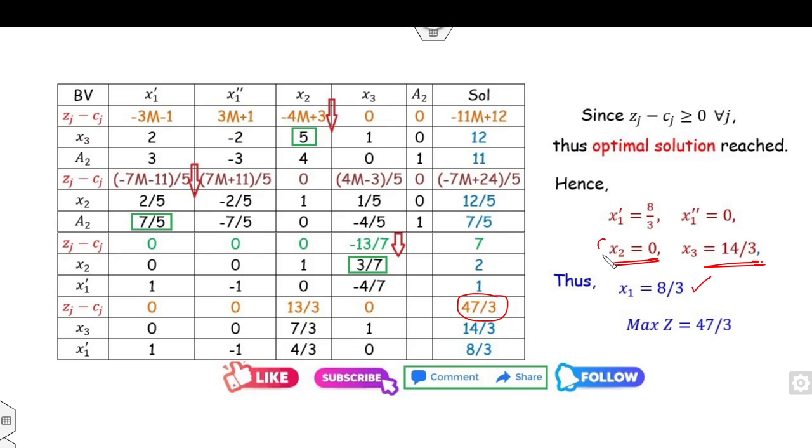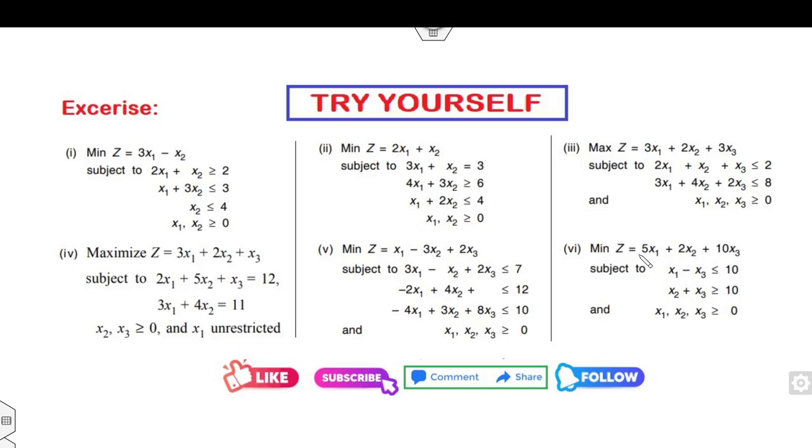Again, you can check your answer. You can substitute in the given equation and check whether they are satisfied or not. I hope you understand this lecture very well. I give these 6 examples as an exercise for you. You can see that the first problem is your minimization. You can change it into the maximization.